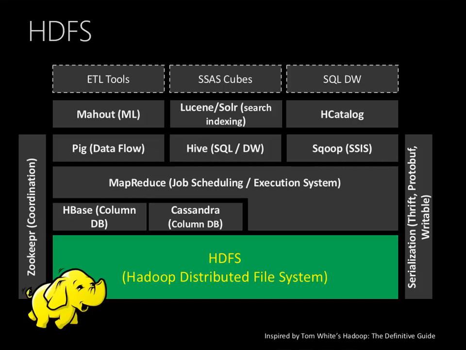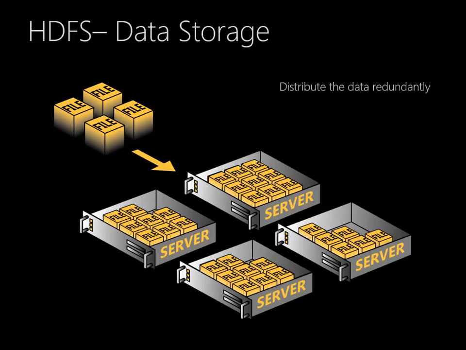In this lesson, we'll start to dive into the Hadoop technologies and how they work under the covers. The first of those is HDFS, the Hadoop Distributed File System. Basically, HDFS is an MPP system used to distribute data redundantly across many nodes and servers.